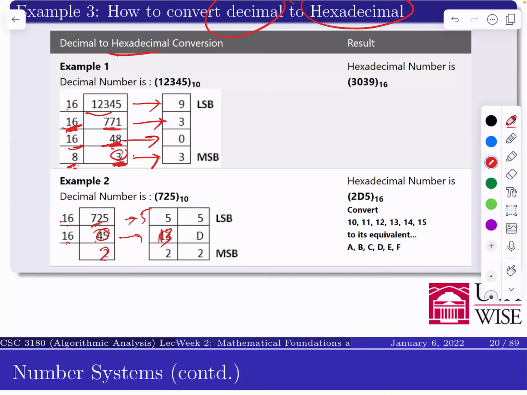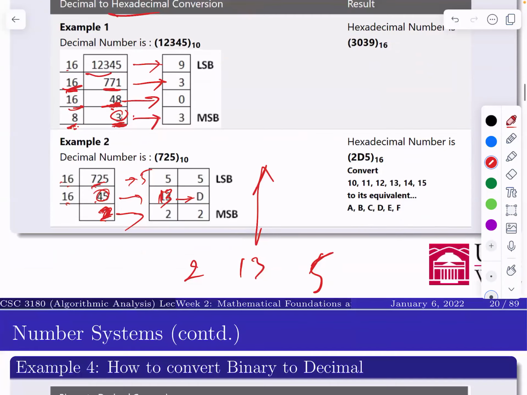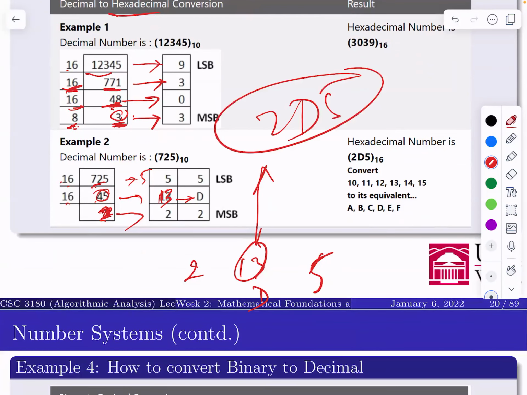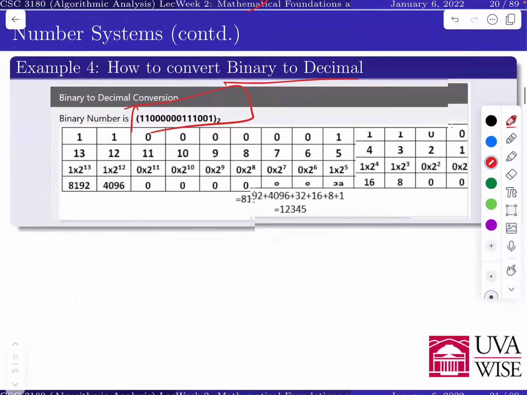Now, 13 in hexadecimal is represented as D. So 13 and D mean the same thing, okay? Now, if you divide 2 by 16, 16 is bigger than 2, so your remainder is the smaller number, 2. And you read bottom up. So you don't say 2, 13, 5, because this 13 is D, so you just say 2D5 in hexadecimal. Okay? And you can convert from binary back to hexadecimal, back to decimal. That is very straightforward.